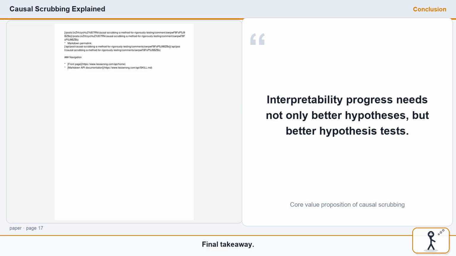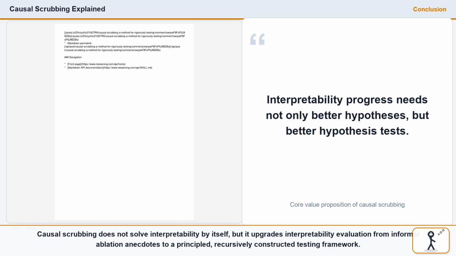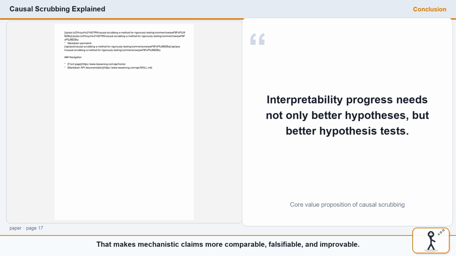Final takeaway: causal scrubbing does not solve interpretability by itself, but it upgrades interpretability evaluation from informal ablation anecdotes to a principled, recursively constructed testing framework that makes mechanistic claims more comparable, falsifiable, and improvable.